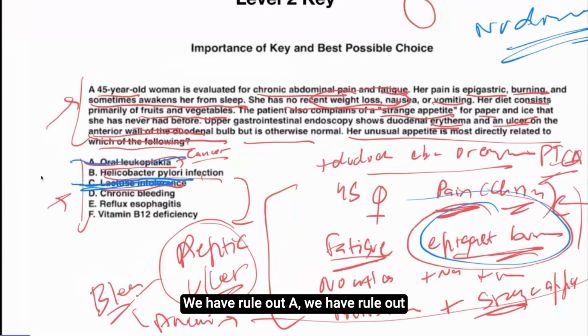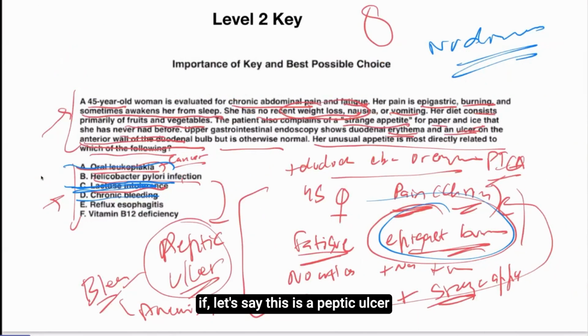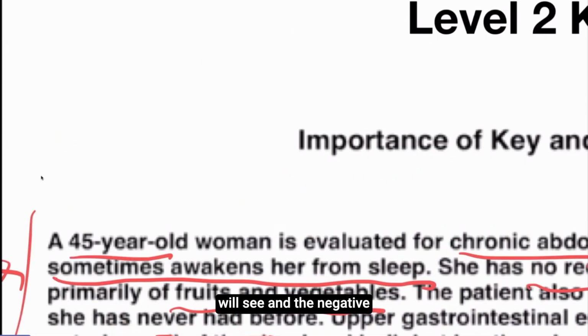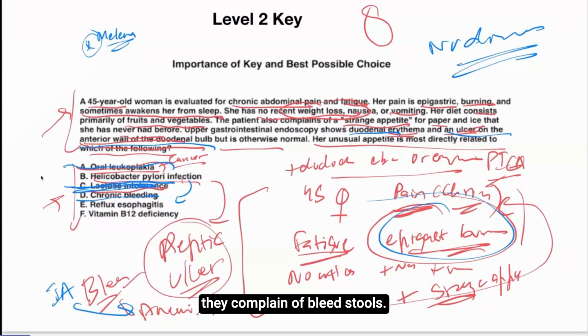We have ruled out A, we have ruled out C, and let's look at chronic bleeding. Chronic bleeding could also be the answer. A peptic ulcer can ulcerate in the anterior wall, there is duodenal erythema and an ulcer on the anterior wall, and that can cause bleeding, which can cause iron deficiency anemia, and that can lead to pica, which kind of makes sense. What are the negative clues for chronic bleeding? The negative clue is there's no melena. Generally, if there is some kind of bleeding, at times you get melena, they complain of bloody stools. That's the only negative clue I can get for chronic bleeding.